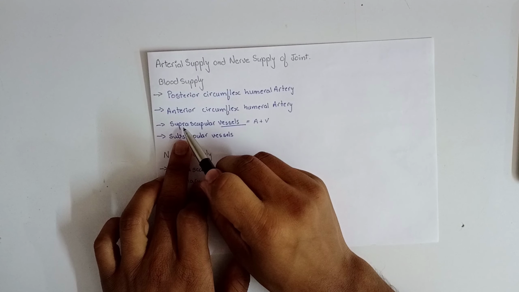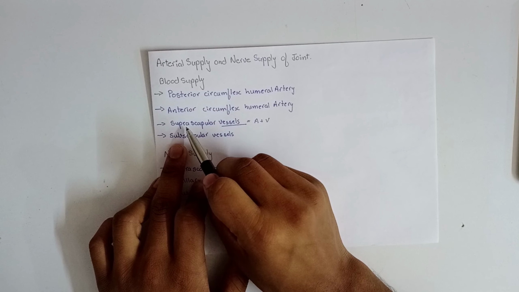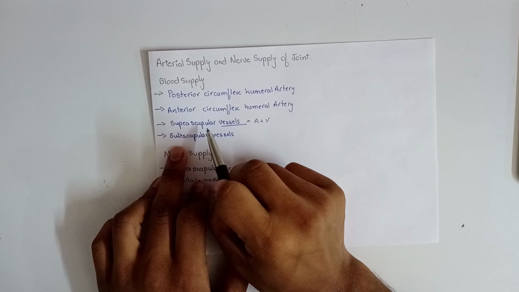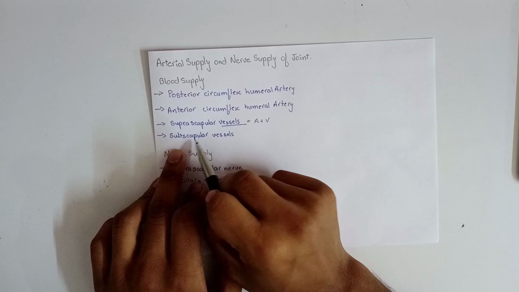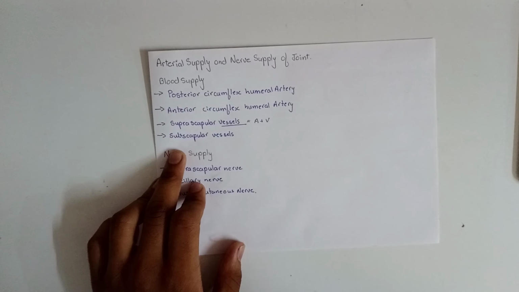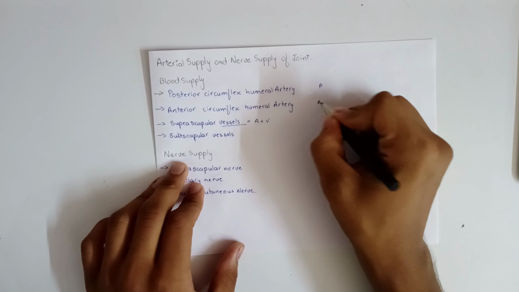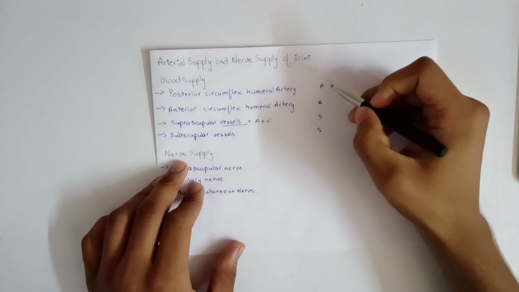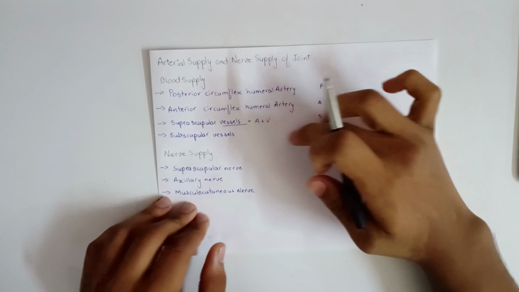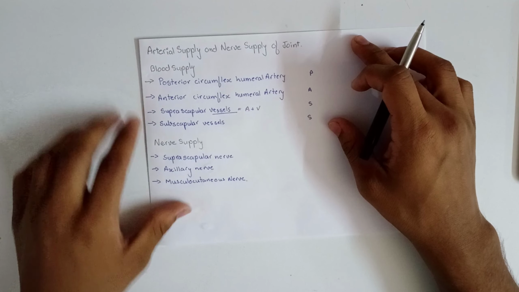Supra here means above and scapular means scapula. So vessels above the scapula are suprascapular and vessels below the scapula are subscapular vessels. Here we have the mnemonic to learn: PASS. So with the help of the mnemonic, it would be easy for you to learn the blood supply of shoulder joint.